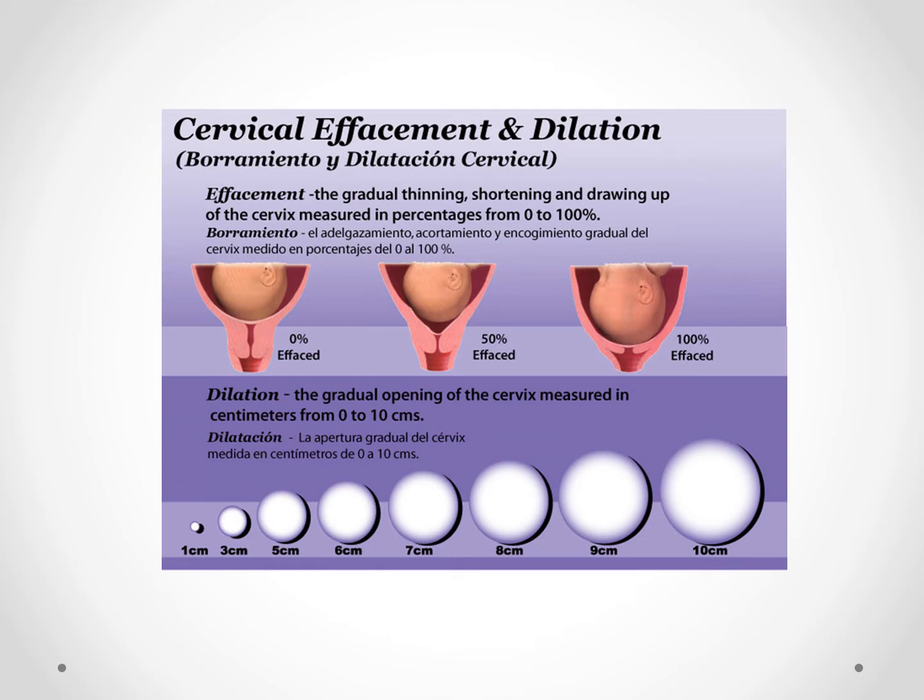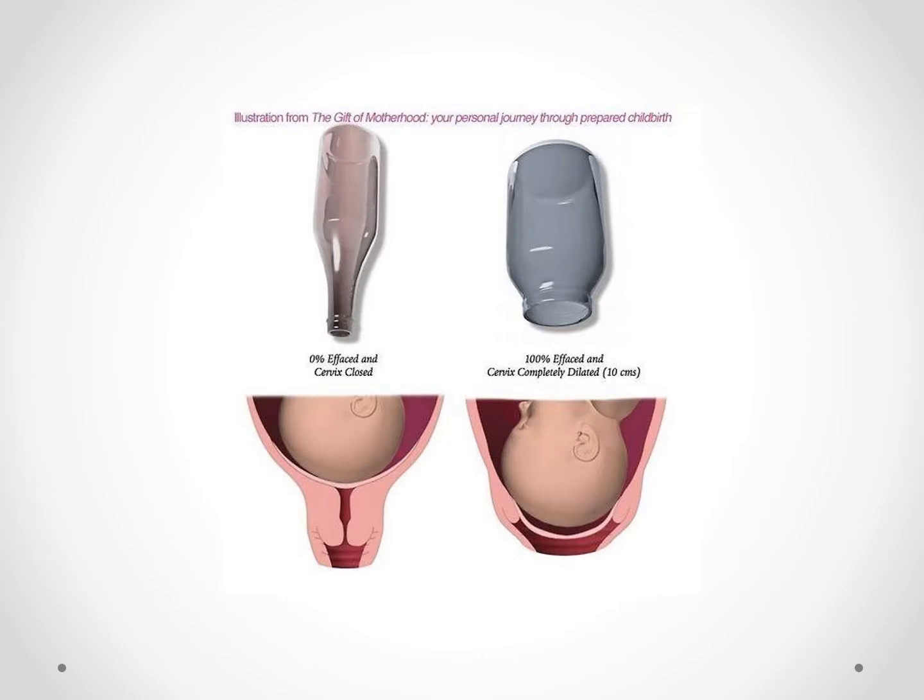So you can see here in the first, on the left side, no effacement, no dilatation. Cervix is still really thick. And then it begins to get thinner and to open up. And around the top, on the top line, it shows you the effacement, and the bottom line shows you the dilatation. This is just yet another representation that may help you get an idea.